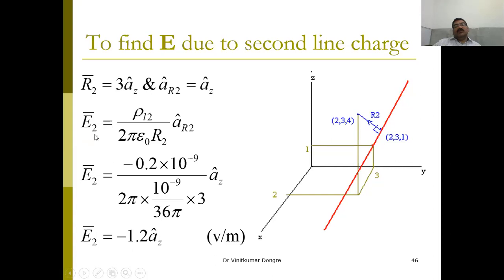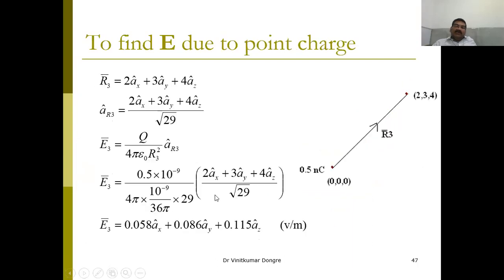So again, you put the formula rho L upon 2 pi epsilon 0 R AR. Putting the values, you will get this, that is in terms of Z. So E2 equals minus 1.2 AZ. You just verify this answer by the calculation. The calculation part is most important.